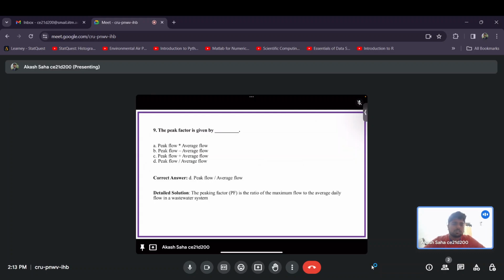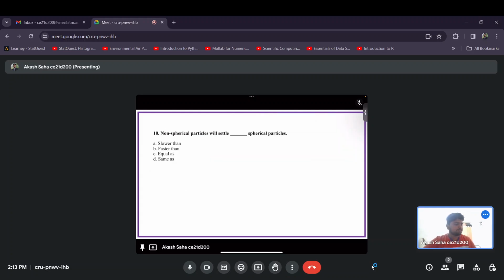I hope it's understood. Now we will see one more MCQ problem. It says that non-spherical particles will settle dash spherical particles. So we are comparing the non-spherical particles and the spherical particles. Will it settle slower than, faster than, equal as, or same as? How will the non-spherical particle behave as compared to the spherical particles?